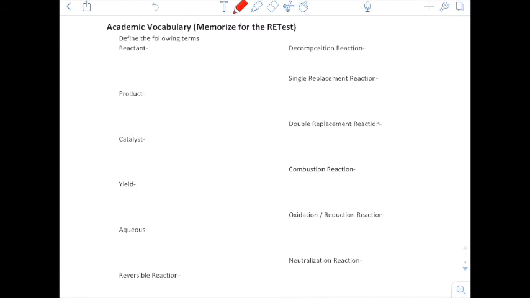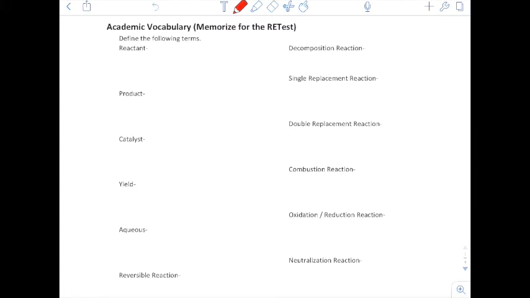Reactant. Reactants are to the left of the arrow. They are what react in a chemical reaction. They're the before. Product, it's what's to the right. Reactants are to the left. Products are to the right, meaning the arrow always points towards a product. And the product is what is produced, meaning it's the ending part of a chemical reaction.